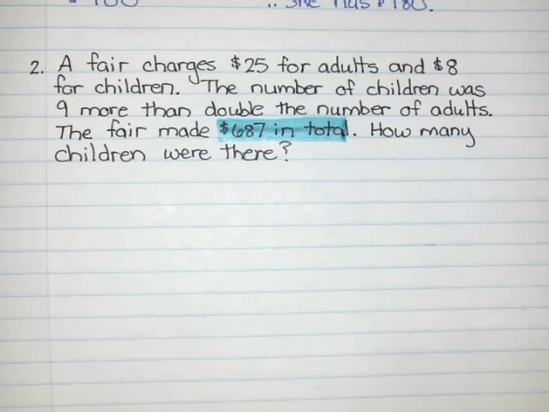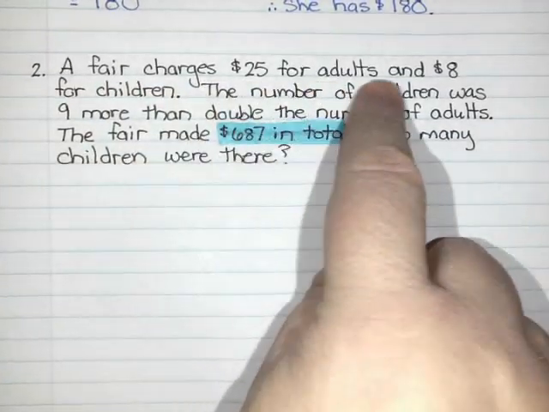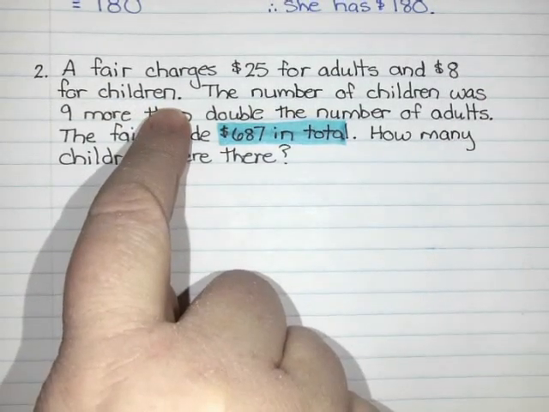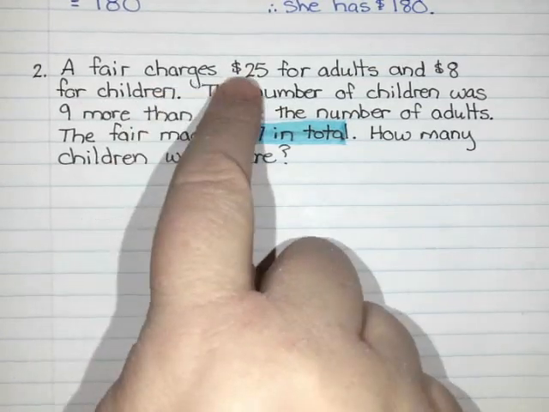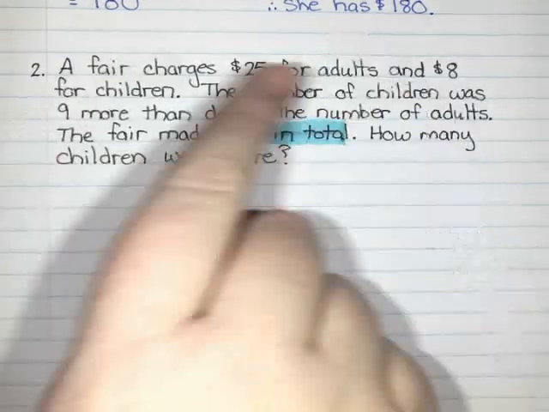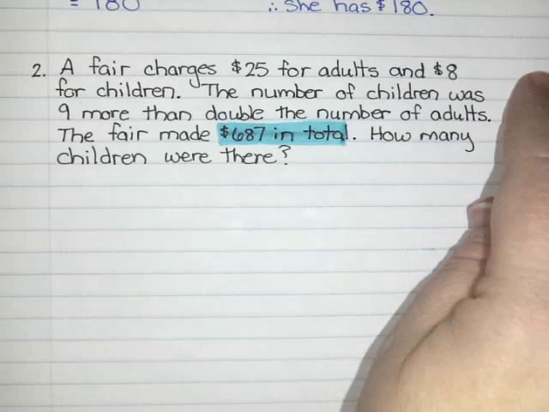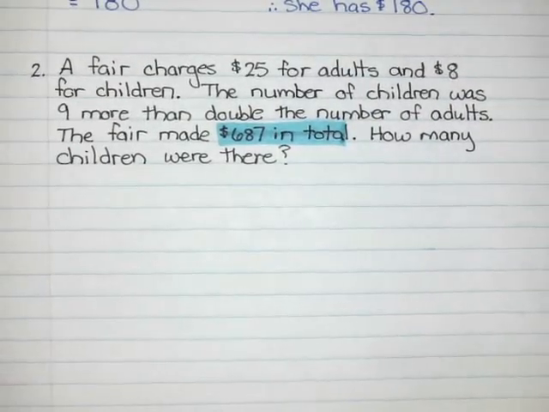There should maybe also be a comparison sentence comparing my unknowns. If I read the first part, it says a fair charges $25 for adults and $8 for children. Is that a comparison? Not really. So a comparison would be it charges $5 more for adults than children, or some type of comparison between the two. This is actually just information. It's $25 for adults. It is $8 for children. That is not a comparison.